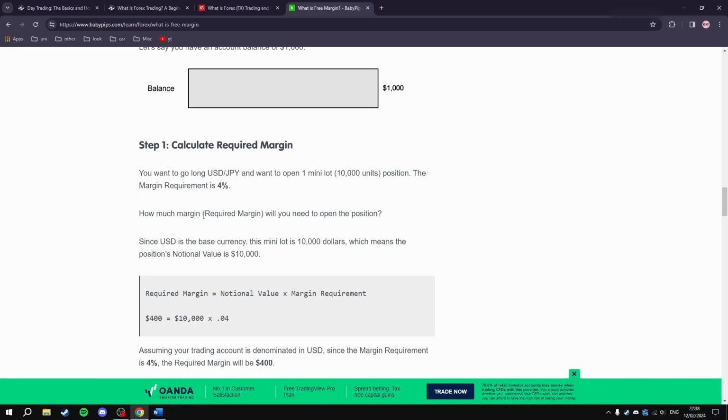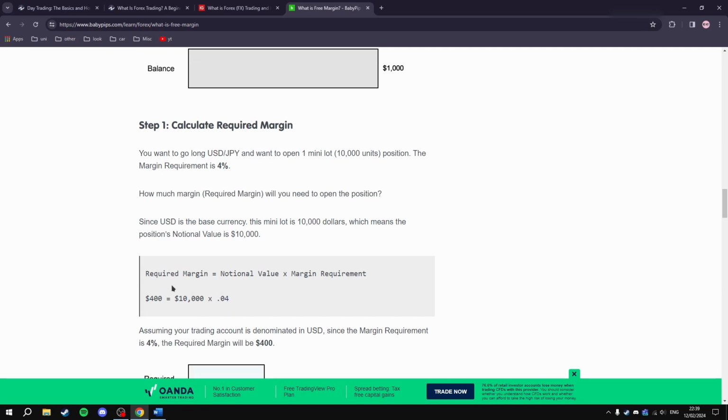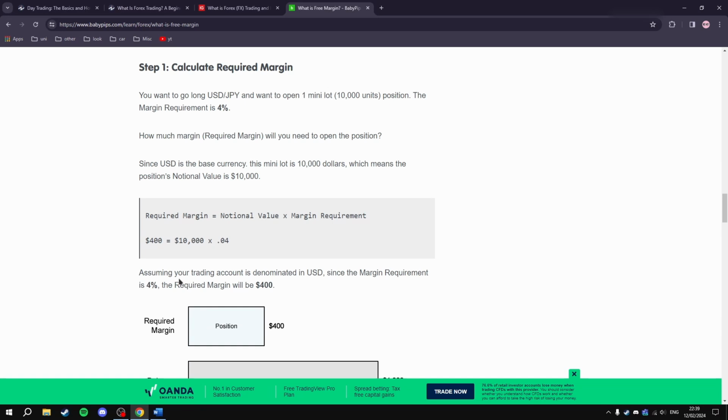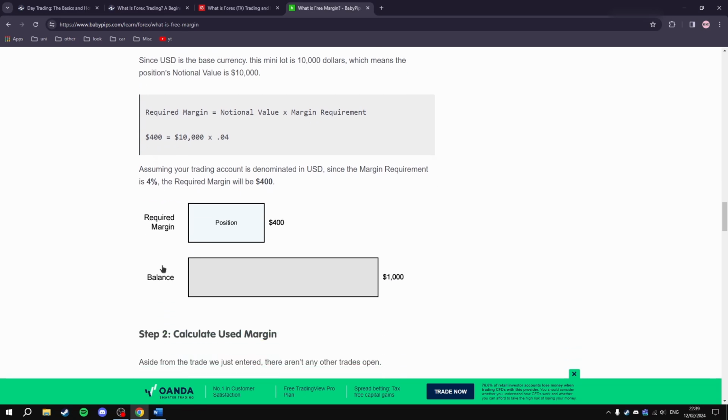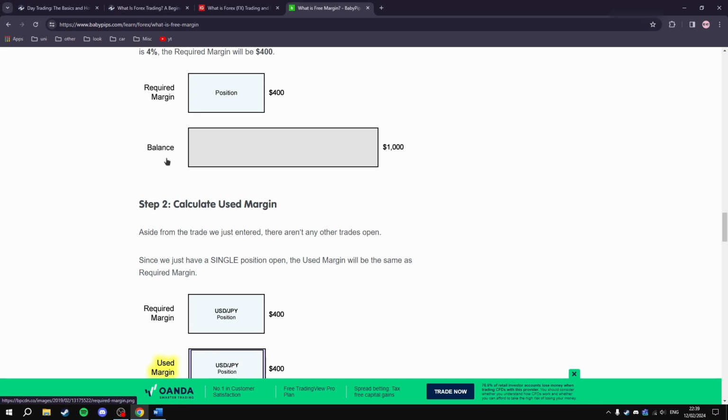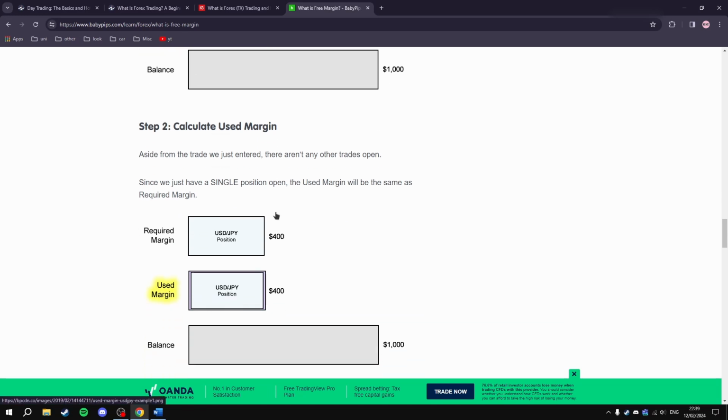Required margin equals notional value times margin requirement. And the notional value of this position is 10,000, margin requirement is 4%, so the required margin is 10,000 times 0.04, which is 400. Assuming your trading account is denominated in USD, since the margin requirement is 4%, the required margin will be 400. So, required margin $400 for the open position. Step 2, calculate used margin. Aside from the trade we just entered, there aren't any other open trades. Since we have just a single position open, the used margin will be the same as the required margin.